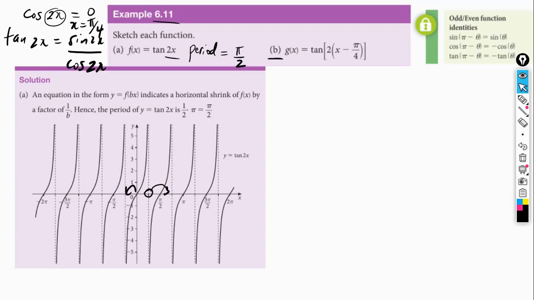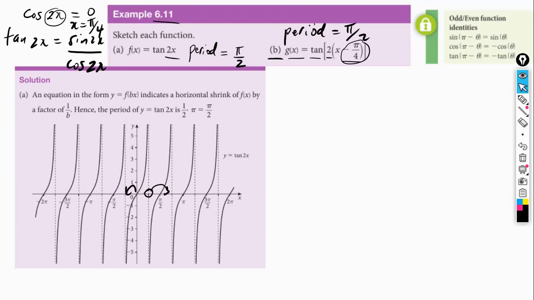B says g of x is equal to tangent of 2 times x minus pi fourths. So here we have two things affected, the period, and there's also a phase shift. So notice that the period here is going to be the same as in A. We're going to get a period of pi halves. So we have the same period as in A, like I just said. But we have to take into account the phase shift. So notice that we have a phase shift of pi fourths to the right.